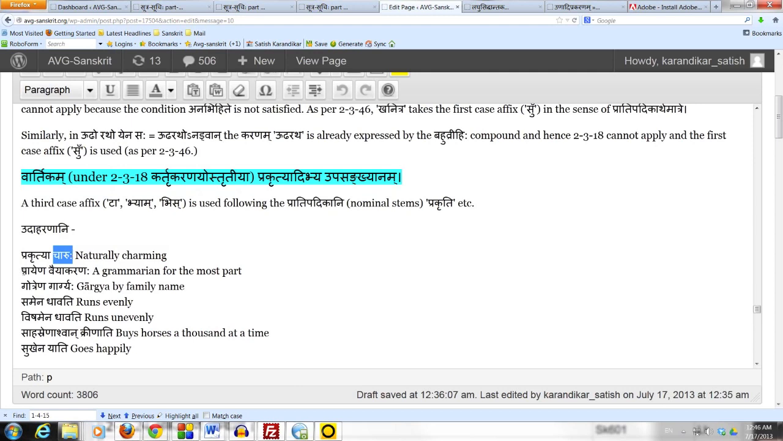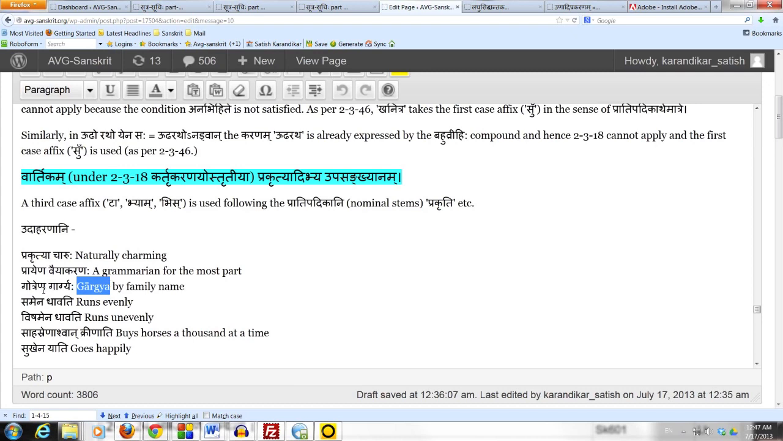Similarly, Prayena Vayyakaranaha. Someone is a grammarian. Prayena means for the most part. Prayaha is the largest portion or the majority. So Prayena is by the majority, meaning for the most part he is a Vayyakaranaha. Same thing here, Vayyakaranaha is being characterized by the attribute Prayena. Next one is Gotrena Gargyaha. Someone is Gargya by family name. Here Gargya is being characterized by the attribute Gotrena.